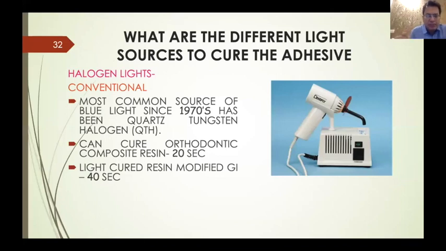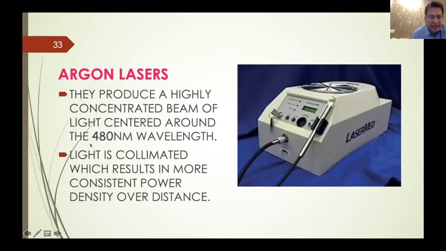Now the problem is that when you put on the electricity, you've bonded the case, you immediately switch it off. That's a problem because there is a fan here, and this fan is cooling your filament. So if you switch it off directly, it's going to damage your machine. So you should wait till the fan is switched off automatically. You are using it for 20 seconds, or light cure modified GIs for 40 seconds. Argon lasers can be used. The light is 418 nanometer wavelength, and it is collimated and more consistent with power density. Not all of us have lasers.